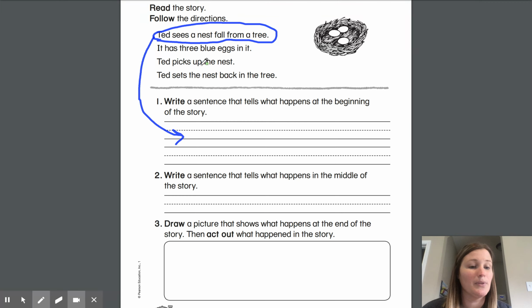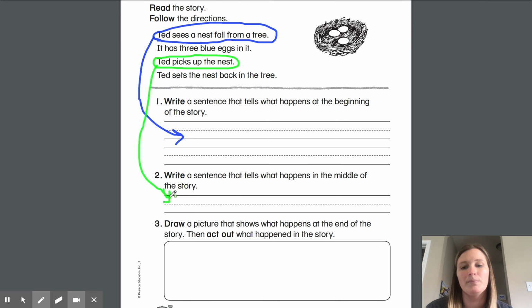So there are a couple of things that happen in the middle of the story. So we can just pick one of them. I'm going to pick the one that actually has Ted doing something. So I'm going to pick that Ted picks up the nest. So this is what happens in the middle of the story.